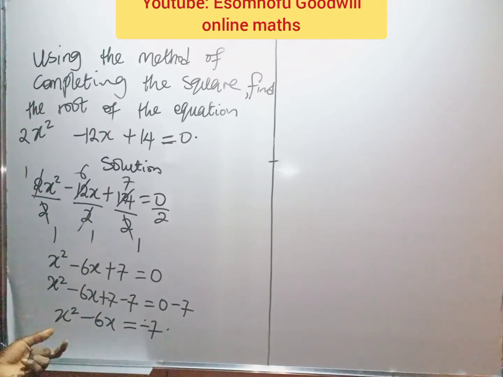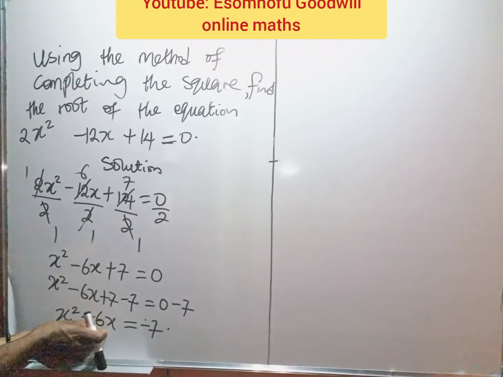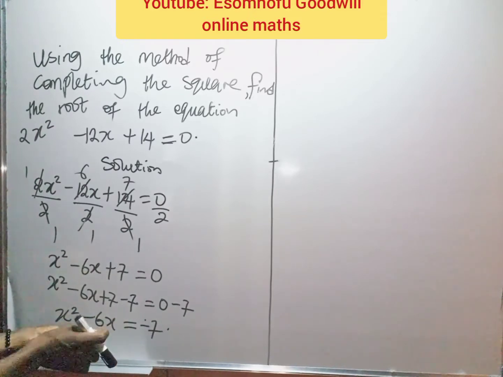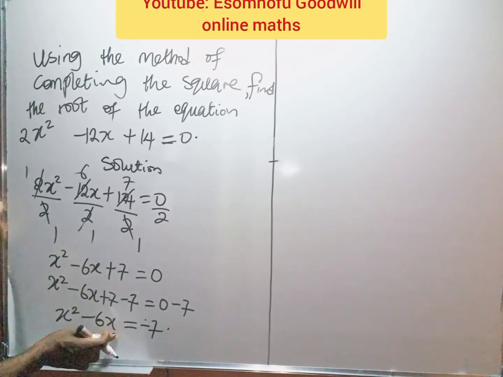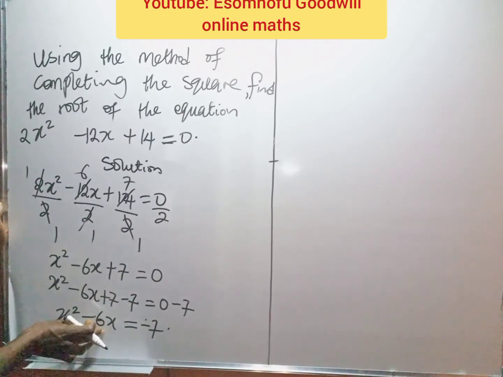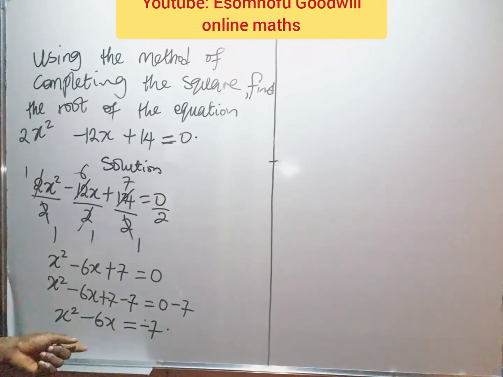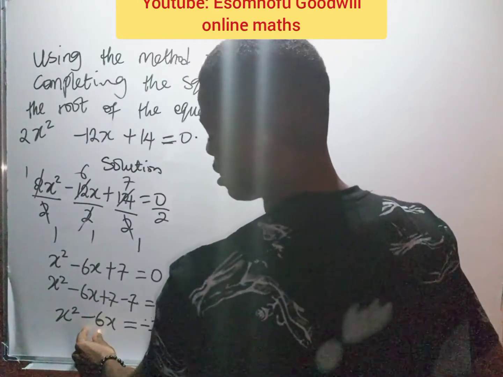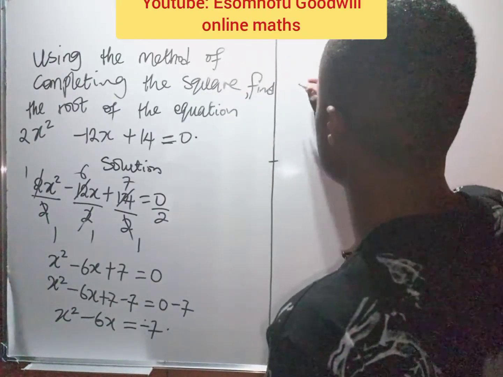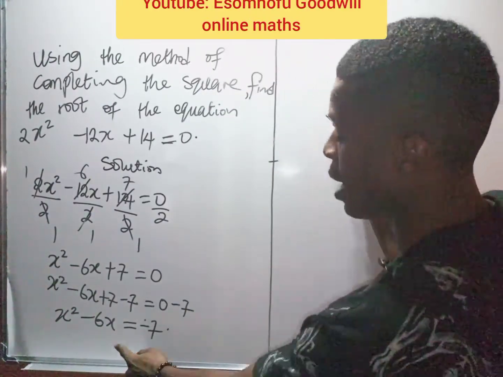But actually, we are trying to find the value of x that will satisfy this equation. So if you look up here, we have x squared minus 6x is equal to minus 7. To do this, we need to find the half of the coefficient of x, which is the second term here, and square it. You can see that the coefficient of the x term is 6.